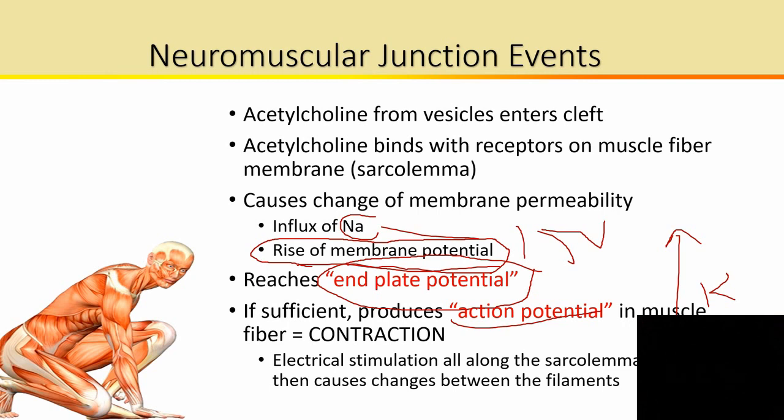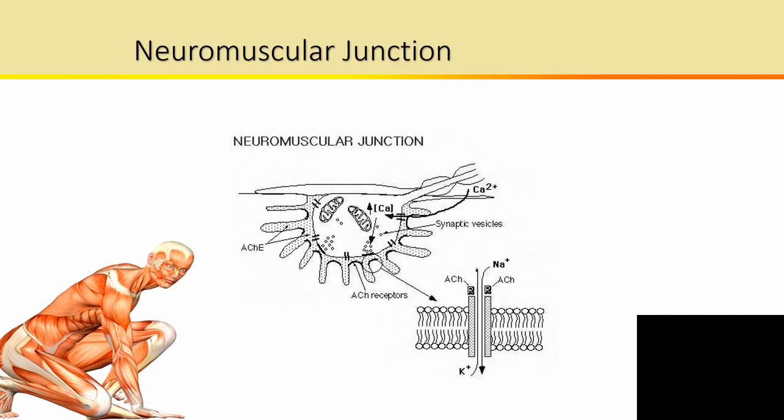So electrical stimulation all along the sarcolemma causes the changes in the filaments so that they interdigitate or overlap each other a lot more, which causes the sarcomere to get shorter, and that's what we see in a muscle contraction. It's just that simple. And again, we've seen this before, so we don't have to talk about that.